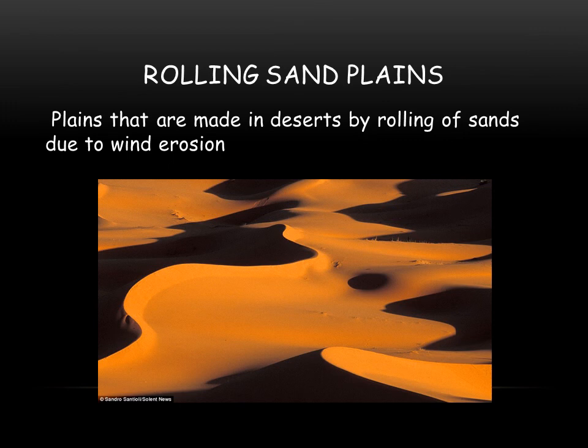Rolling sand dunes are plains that are made in deserts by the rolling of sands due to wind erosion. Some dunes are made there. A dune is a mound of sand formed by the wind, usually along the beach or in a desert.